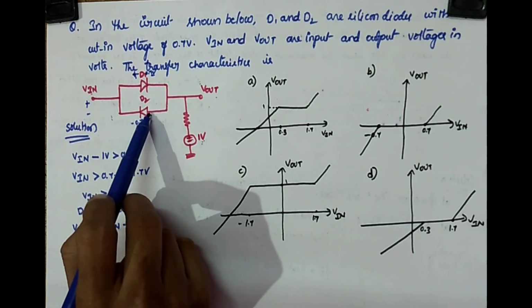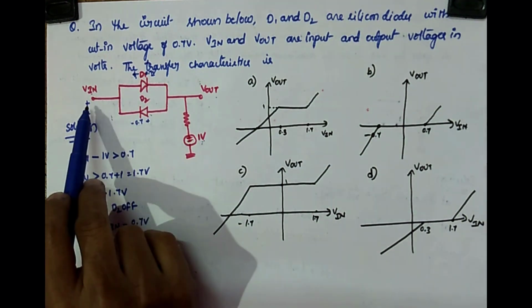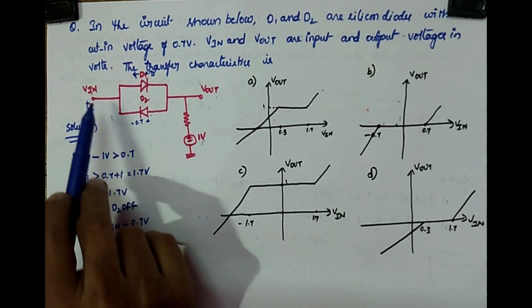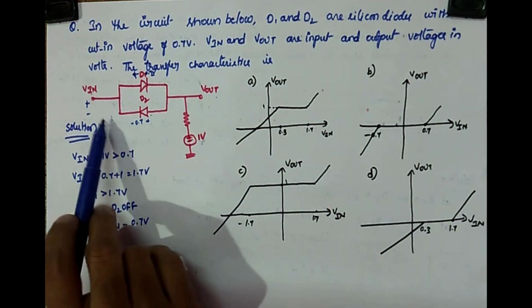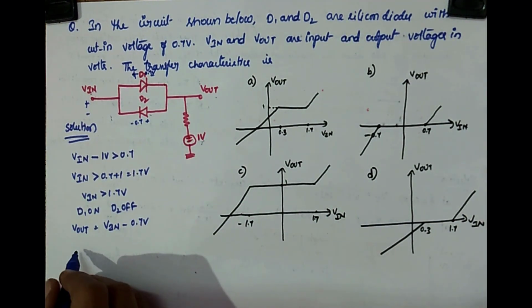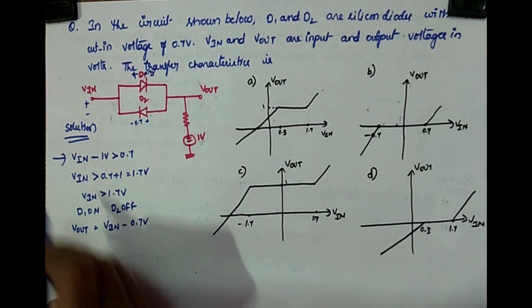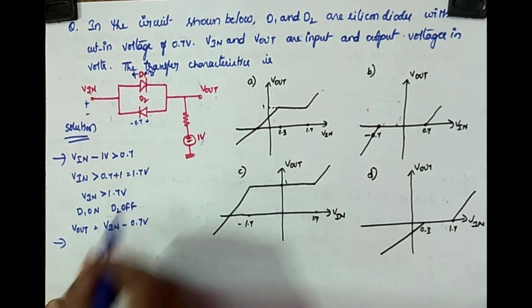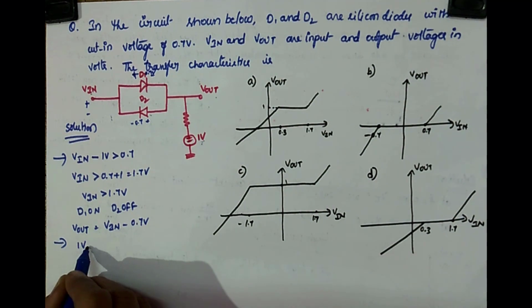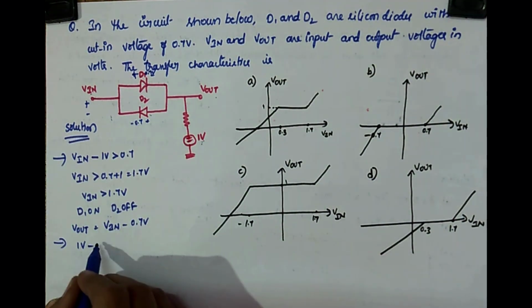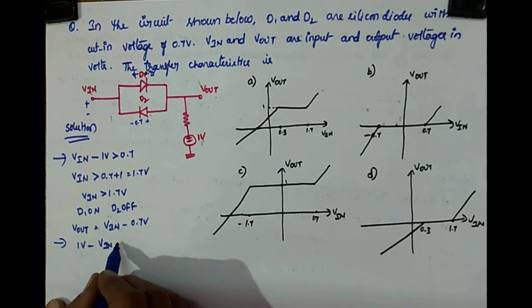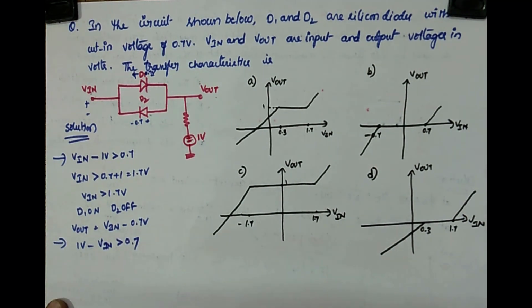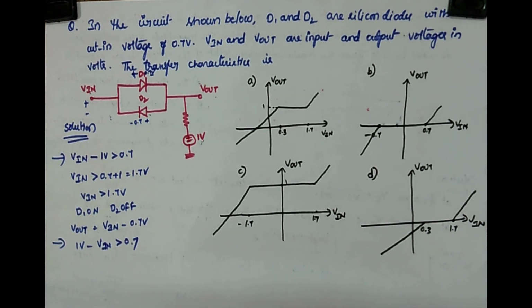The same way, the anode voltage here is 1 volt, and the first condition is anode voltage minus cathode voltage, and the second condition is your anode voltage 1 volt minus your cathode voltage Vin must be greater than 0.7. All the time, to make the diode on, your anode voltage minus cathode voltage must be greater than the cut-in voltage.